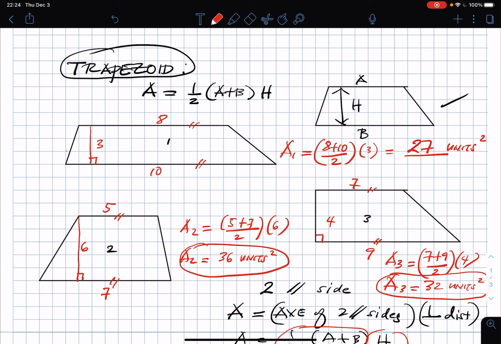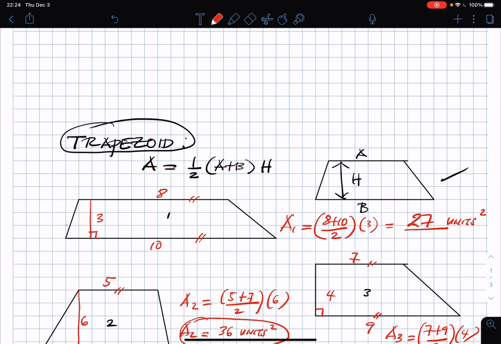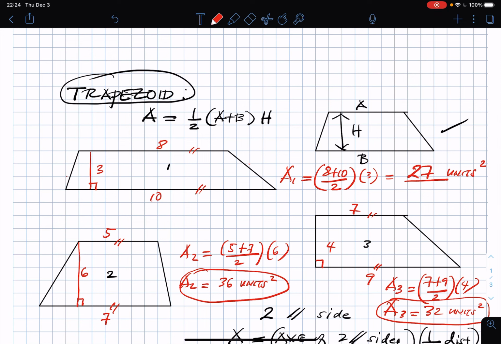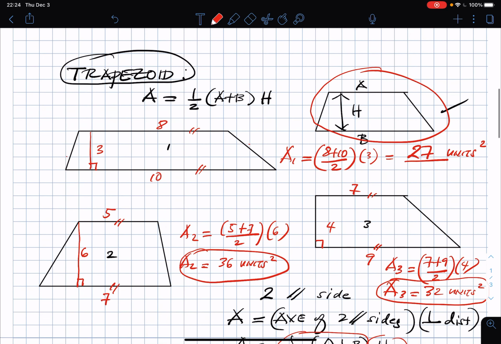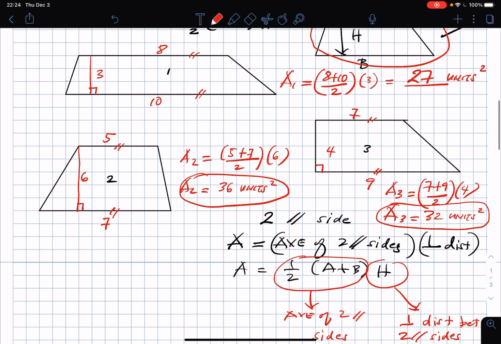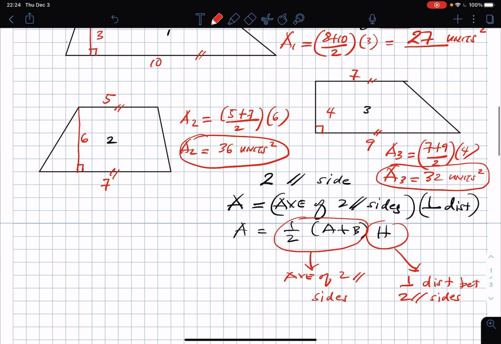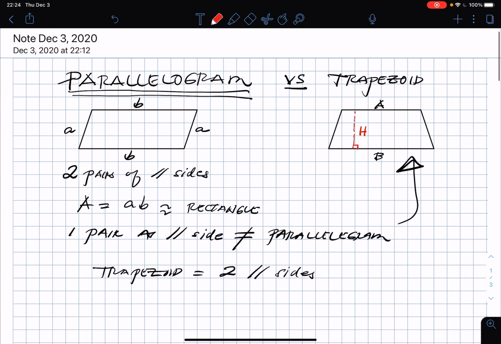Okay. So don't be confused by how it is drawn. A trapezoid is not always a perfect figure like what you've seen in many textbooks like this. Okay. It is a four-sided polygon whose two sides are parallel. Okay. If it is four-sided and you have four sides parallel, it becomes a parallelogram.